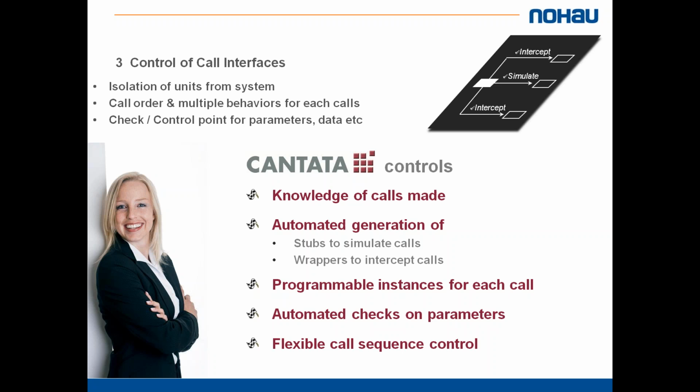And we do isolate the calls because we want to control the behavior of those calls. And we have two different methods of doing that in Cantata. One is stubs and one is wrappers. And I'll shortly go into the differences between those stubs and wrappers.